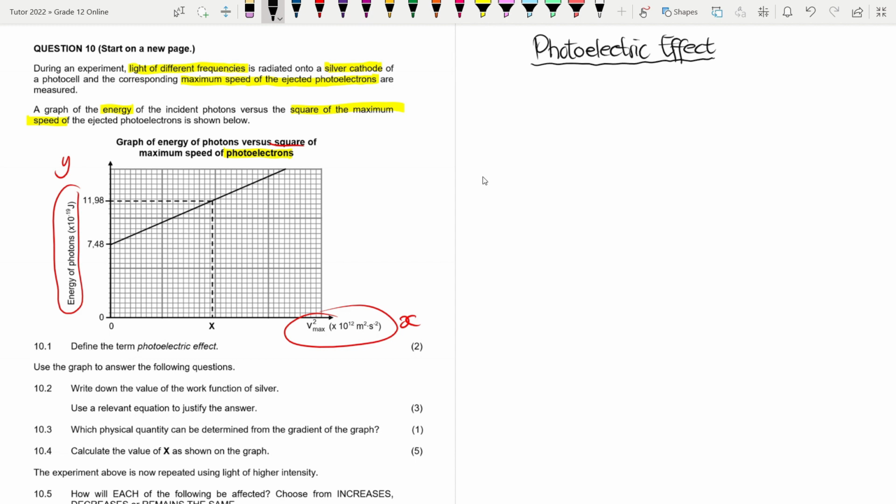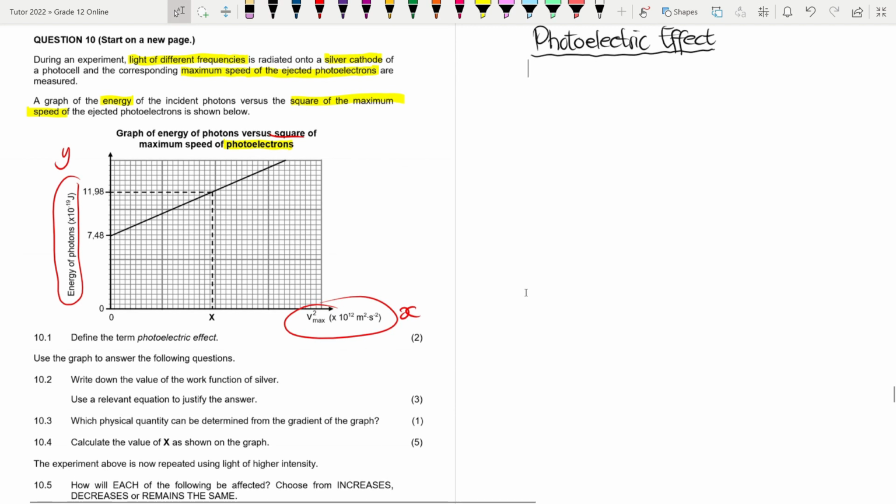If anyone can remember it. It's the process in which electrons are ejected from a metal surface when a light of sufficient frequency is incident on it. Yeah, good. It's perfect as we want it.